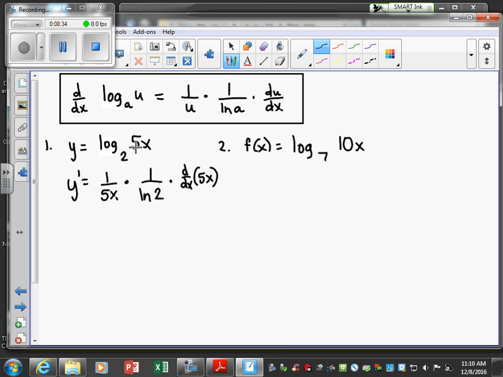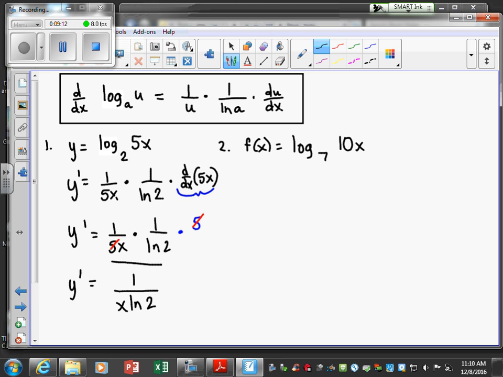The derivative of whatever this term is here. All right, so y prime is equal to 1 over 5x, natural log of 2. I'm just bringing these down. What is the derivative? Let's go ahead and calculate this right here. What is the derivative of that? 5. Okay. Now what about the 5 here and the 5 here? They'll cancel each other out. Good. So this will simplify with this. So our y prime is just going to leave us with 1 in the numerator and x natural log of 2 in the denominator.